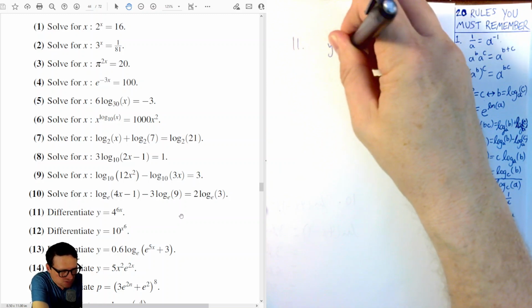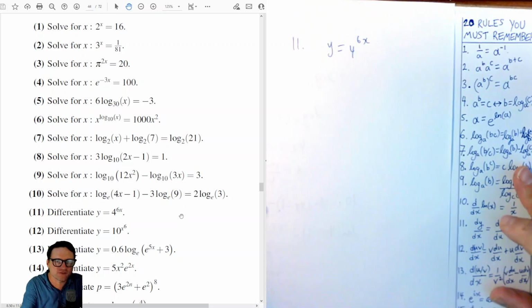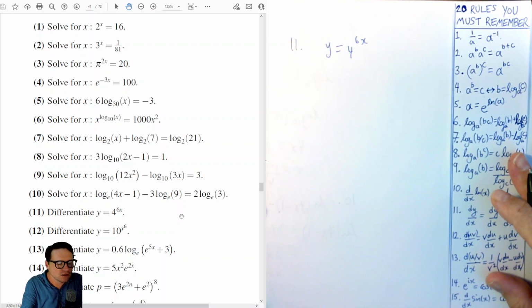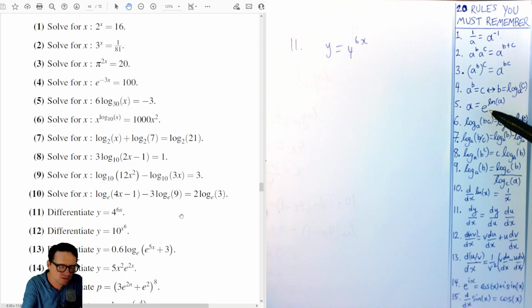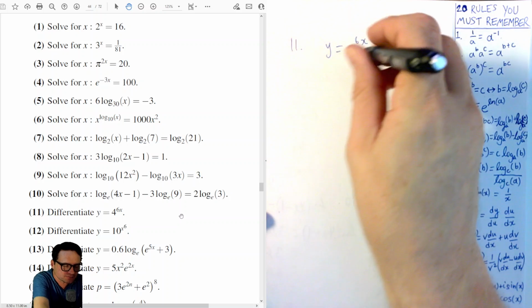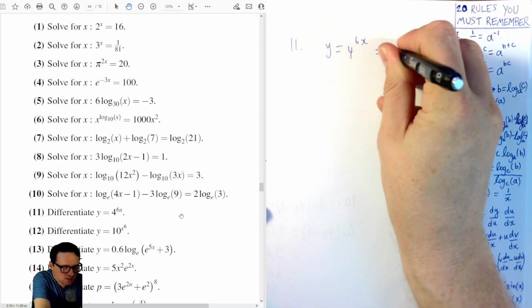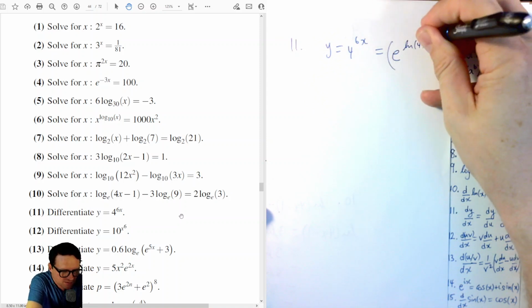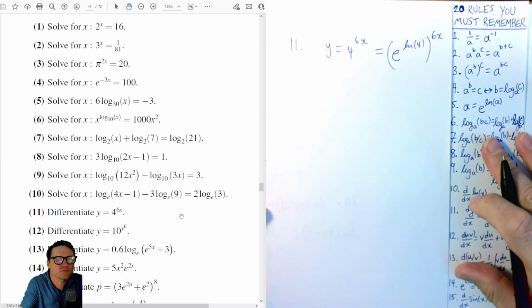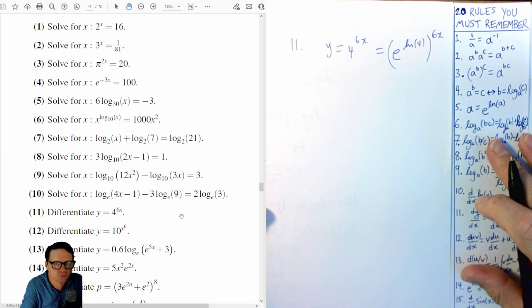So we've got y equals 4 to the power of 6x, and we're asked to differentiate that. Okay, so I want to use an exponent rule that says that I can change this 4 into my favorite base, e, if I had a different base here. So let's do that using rule number 5. We have e to the power of the natural log of 4, and that's all to the power of 6x, using rule number 5.